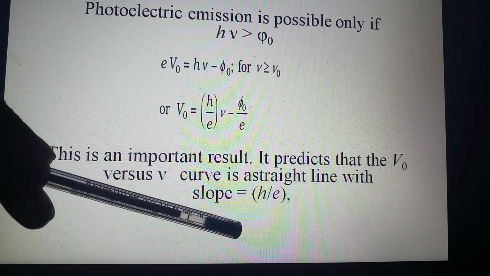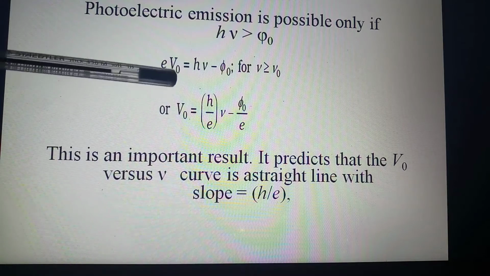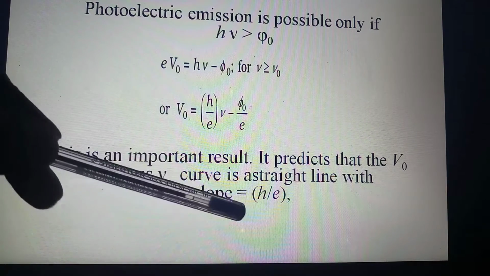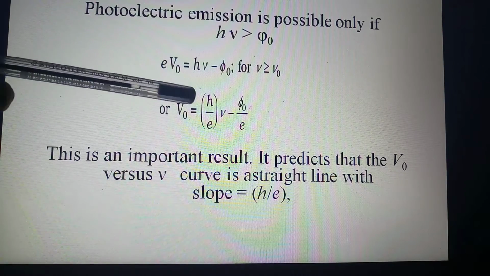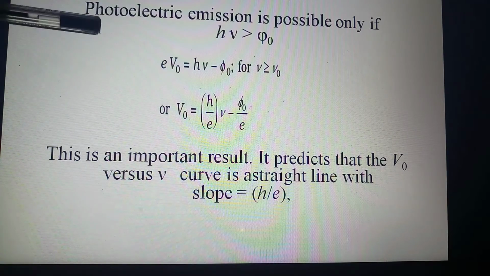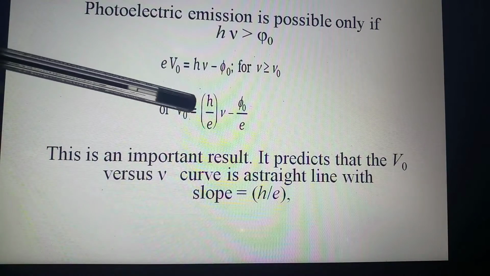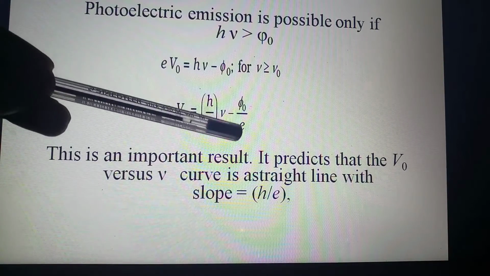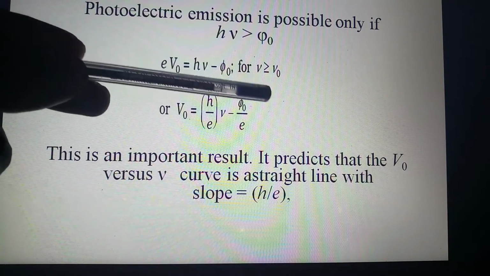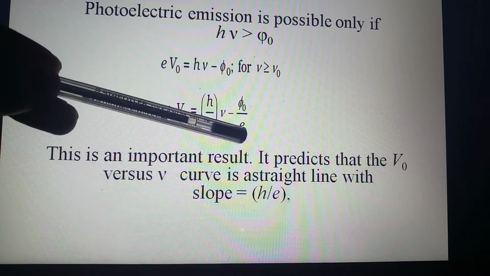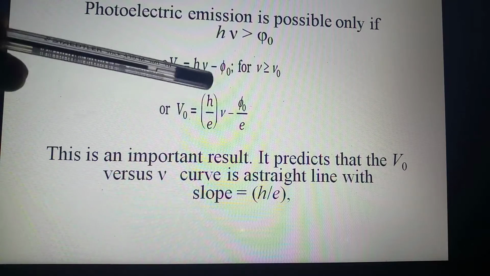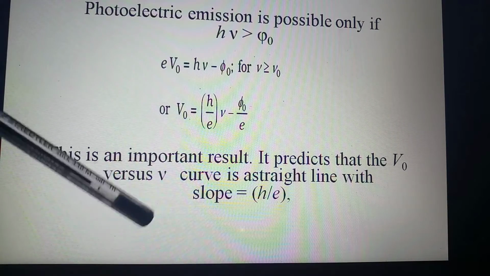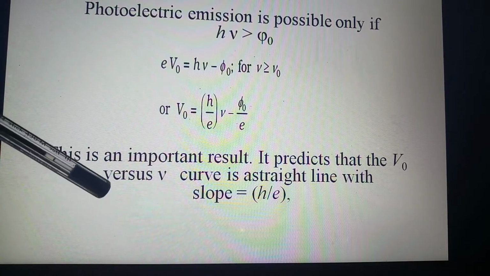Similarly, if it is kinetic energy on this side, then the slope will become h. If you draw one more graph, you can check that. If instead of stopping potential you take kinetic energy along the y-axis, the slope will become h. And the intercept where it intersects the y-axis is phi naught by e in this graph. For kinetic energy, you will get phi naught, the point where the graph intersects in the previous graph.